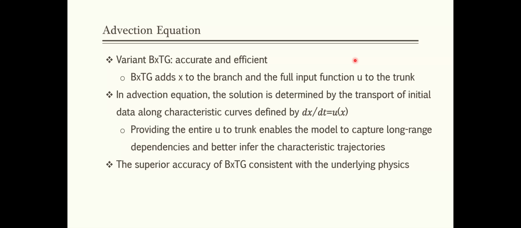And in the advection equation, the solution is determined by the transport of initial data along characteristics defined by dx/dt equals u of x. Therefore, the global encoding of the velocity field enhances the model's ability to resolve directional propagation patterns. Therefore, the predictive accuracy could be improved. And the superior accuracy of variant BXTG for the advection equation is consistent with the underlying physics.